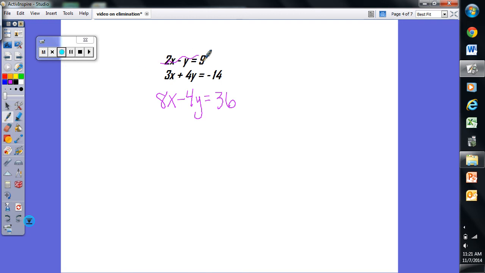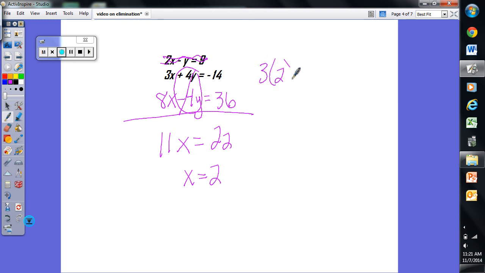So now this equation is gone because I have rewritten it in this form. Now I'm going to add these two equations together. So I get 11x, the y's cancel out, and negative 14 plus 36 is 22. So x equals 2. Plug back into either equation. I'll do the one that I didn't cross out. 3 times 2 plus 4y equals negative 14. 6 plus 4y equals negative 14.